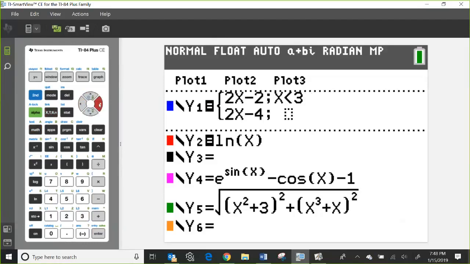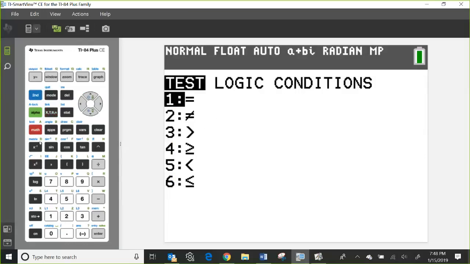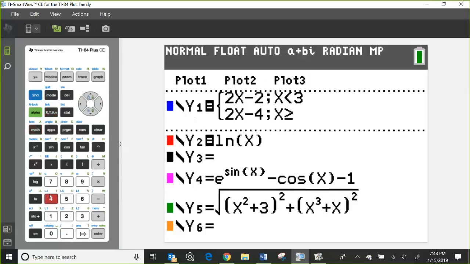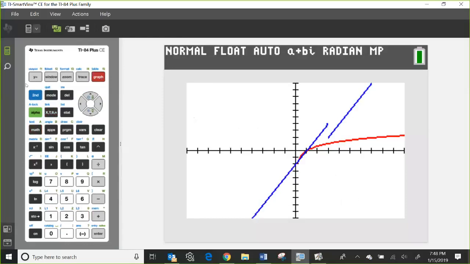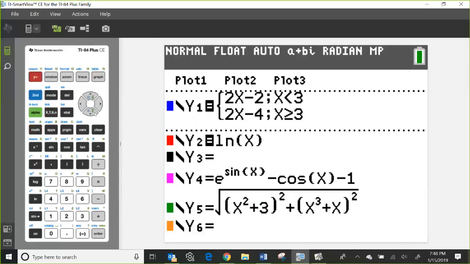Cursor over and do your x greater than or equal to. Remember where it is, right here on the math button, test. So second test, greater than or equal to 3. Okay, and now let's graph. Oh, I still have that other one on. Let me get it off there so it doesn't confuse things.